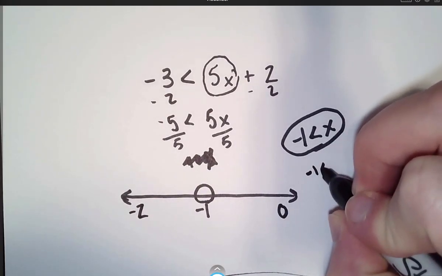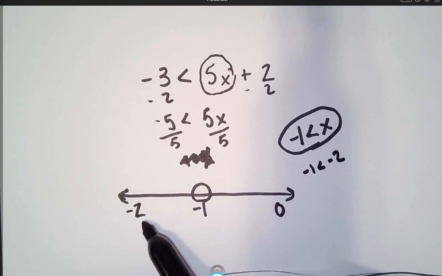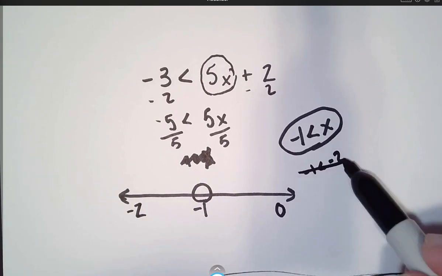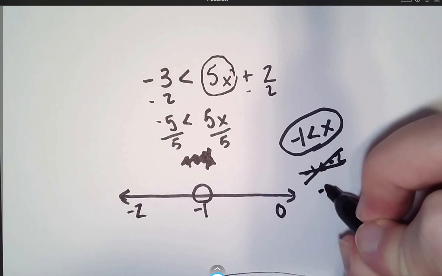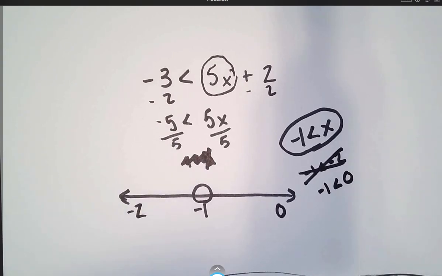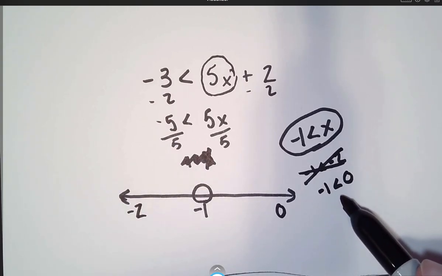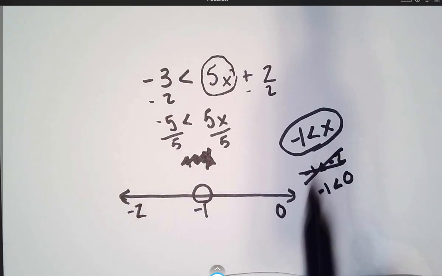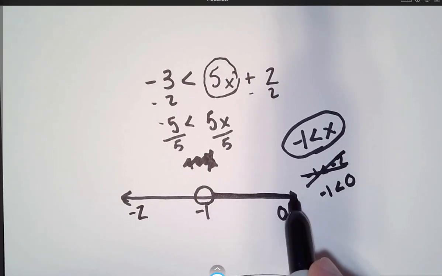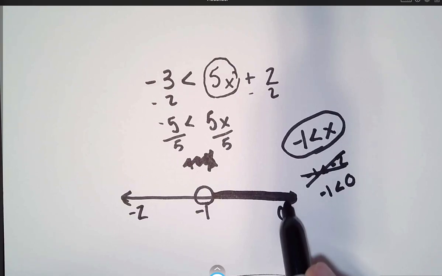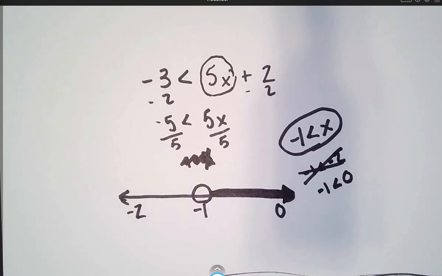-1 is less than -2. That doesn't work because -1 is more than -2. -1 is less than 0. Absolutely, -1 is definitely less than 0. So it needs to go towards the 0.